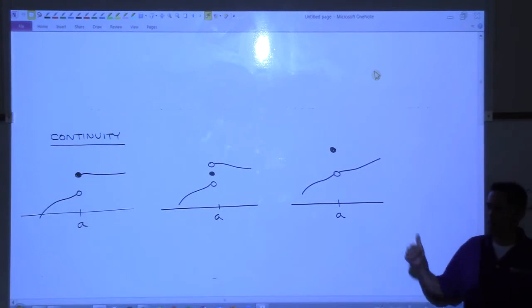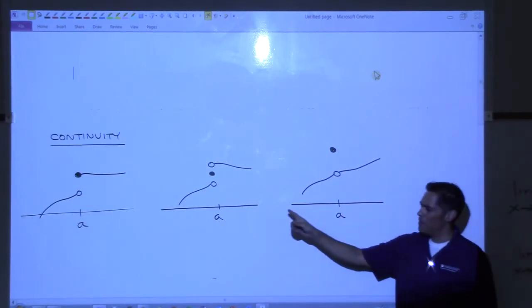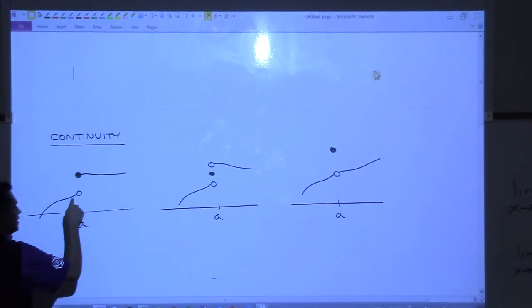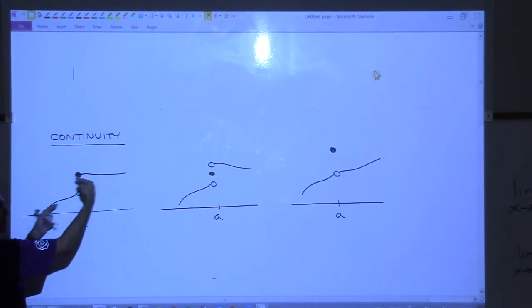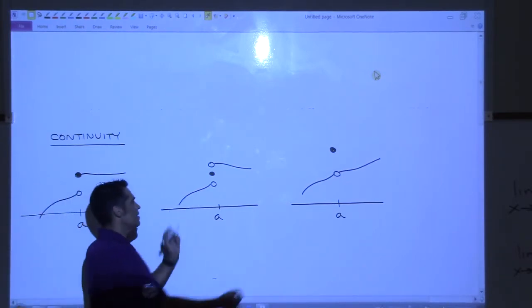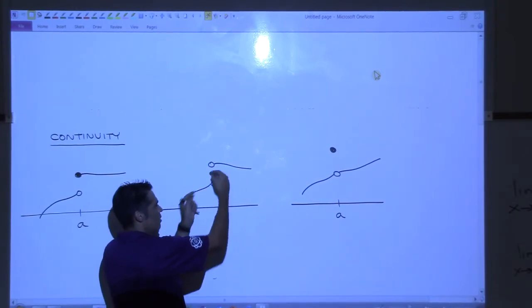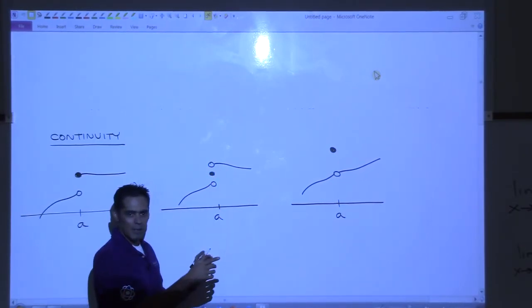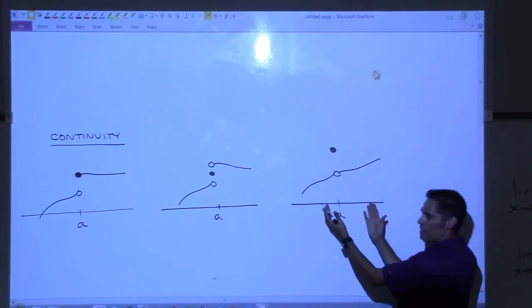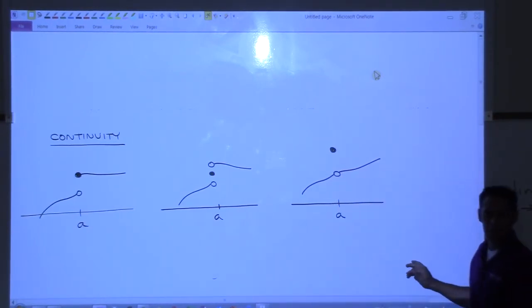Okay. Can you draw it without picking your pencil up? No. Now, I didn't ask that about these, did I? Let's go back and think about it again. Left-hand limit, yes. Right-hand limit, yes. Limit, no. Defined, yes. Can I draw it without picking up my pencil? No. Left, yes. Right, yes. Limit, no. Defined, yes. Can't draw it without picking up my pencil. Left, yes. Right, yes. Limit, yes. Still can't draw it without picking up my pencil.